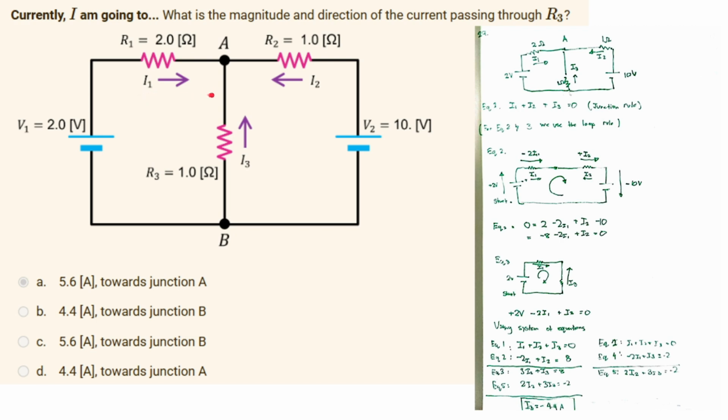So it's I1, I2, I3, and we can just say they all go into junction A. It doesn't really matter, even if they're all going away or if there's one going in, two going out. It doesn't matter for this part only, because in the very end, we'll see an example here, I3 equals negative 4.4 A.